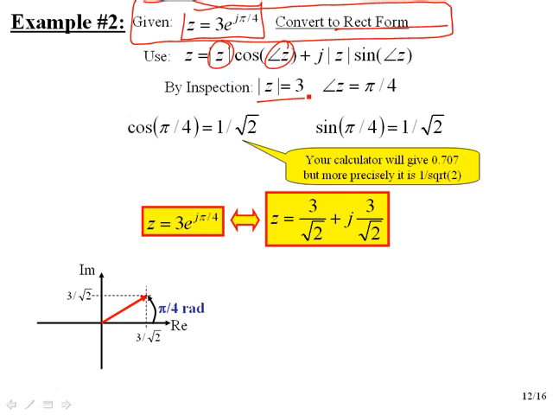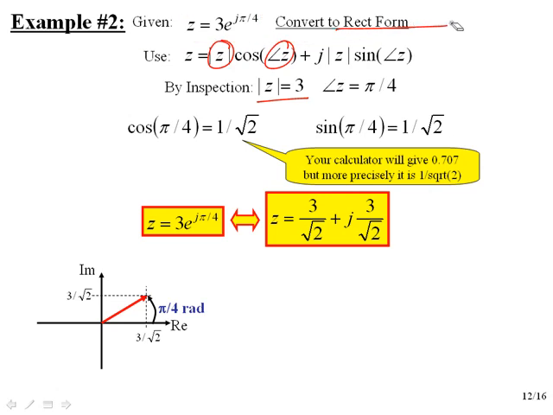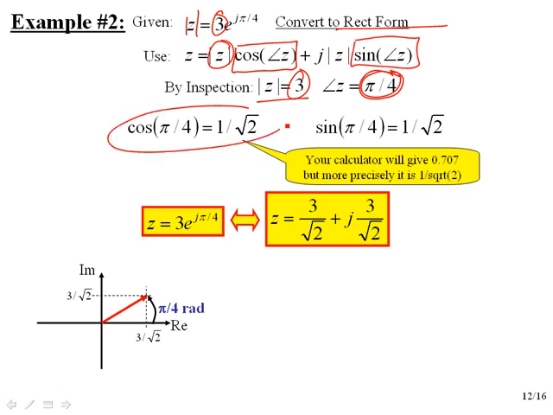So by inspection, we come up here and we say, okay, this is in polar form, so the magnitude of z is just equal to that part, so there's 3, and the angle of z is just equal to that part. And if there were a minus sign out in front, we would have to carry that along. Okay, so we have the angle of pi over 4. We need to know cosine of pi over 4 and sine of pi over 4.